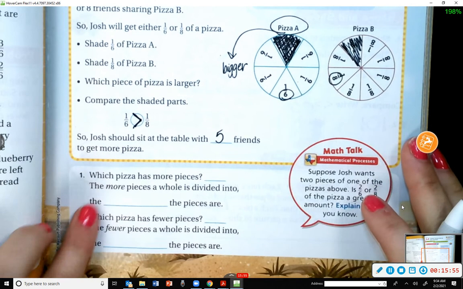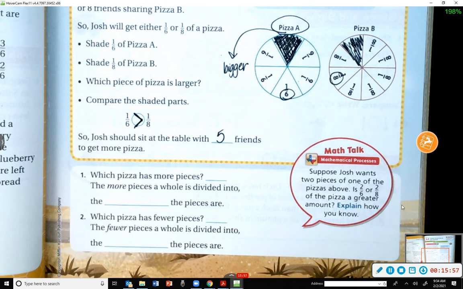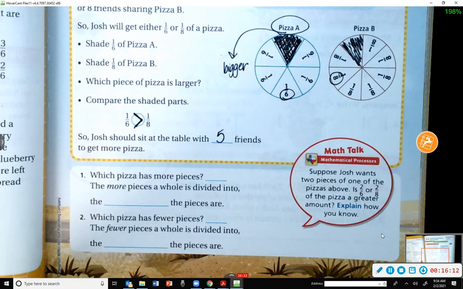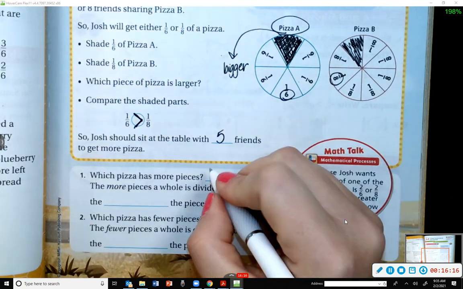Okay, number 1, which pizza has more pieces? Ooh, it's not a trick question. Everybody call it out. Pizza A. Which pizza has more pieces? Pizza B has more pieces, right?